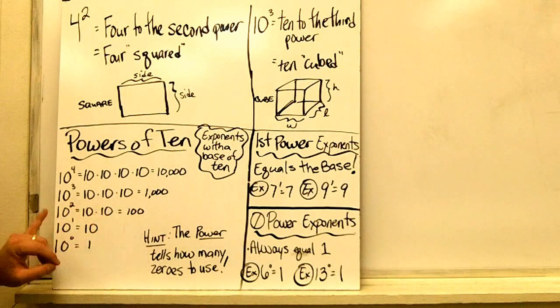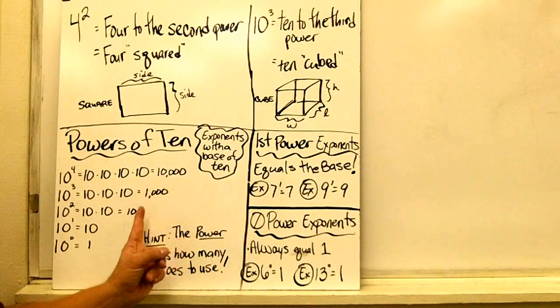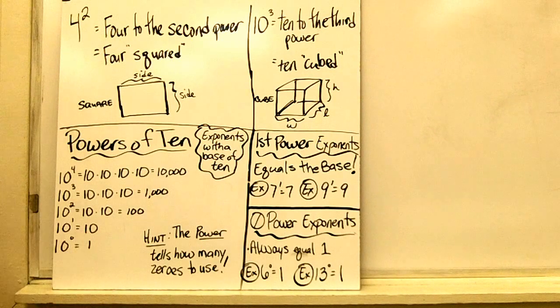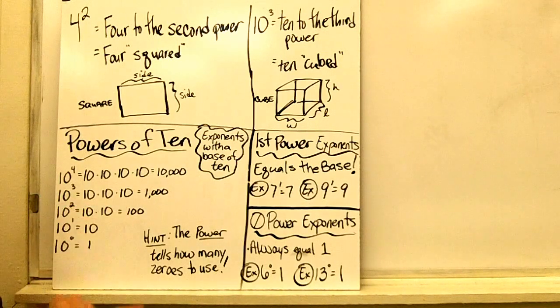10 to the third, 10 to the second, or 10 squared, 10 to the first, and then 10 to the 0 power. It's kind of weird how they whittle themselves down from having 4 zeros to 3 zeros to 2 zeros to 1 zero to no zeros. And that's the trick. The power in a power of 10 tells us how many zeros to use in that evaluated answer. And you can see that this one's kind of strange. It has no zero. It's just 1.